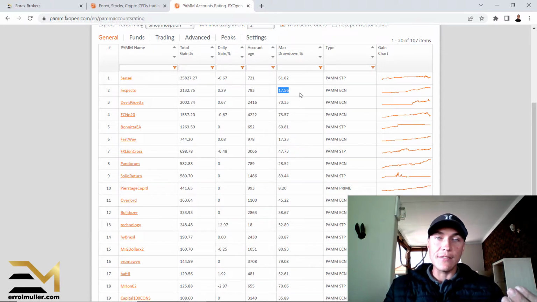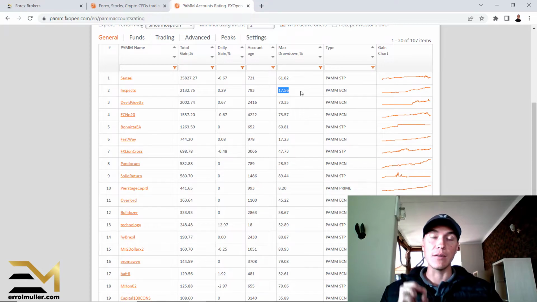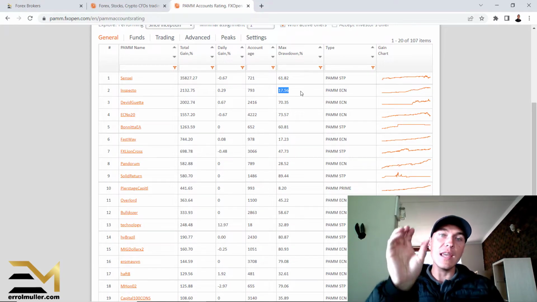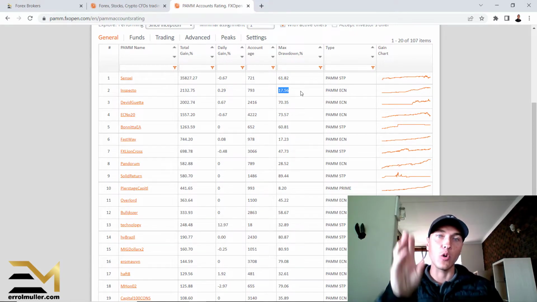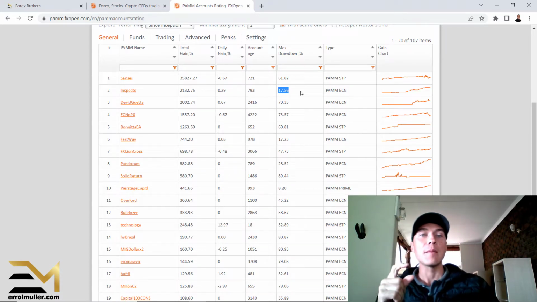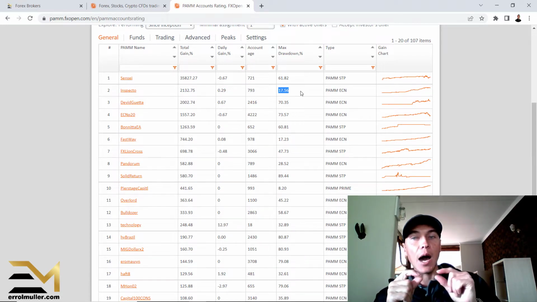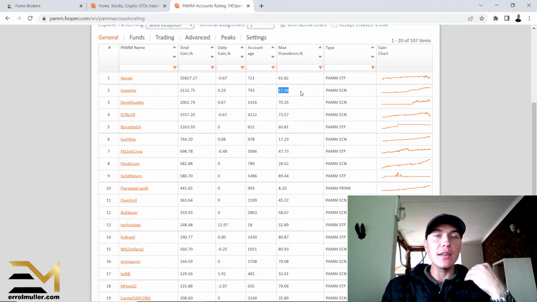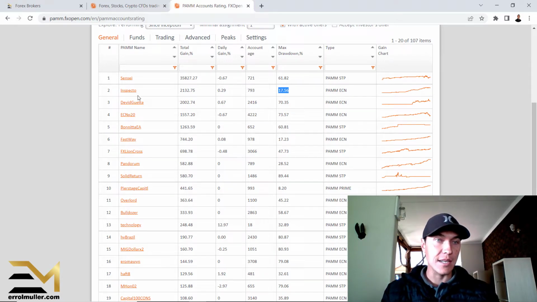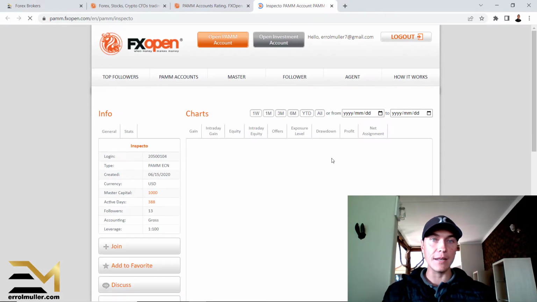So drawdown 17%, which is good. That is low, because what you want to do is look at the drawdown. So if the account hits a drawdown, I've called it 17%, you lose 17% of your total value. But what is the monthly gain in order to make up that 17%? How many months will it take? And then you can look at the graphs. You can look at the statistics. So let's quickly head over and click on the Inspector.